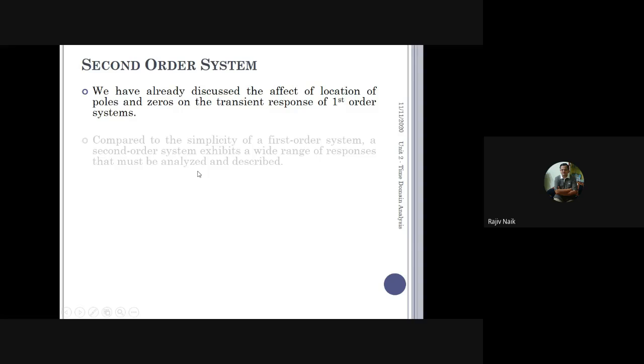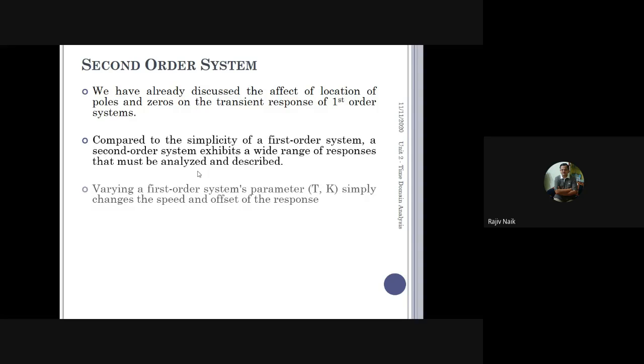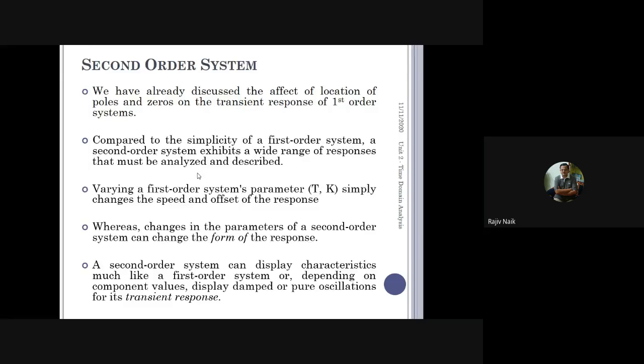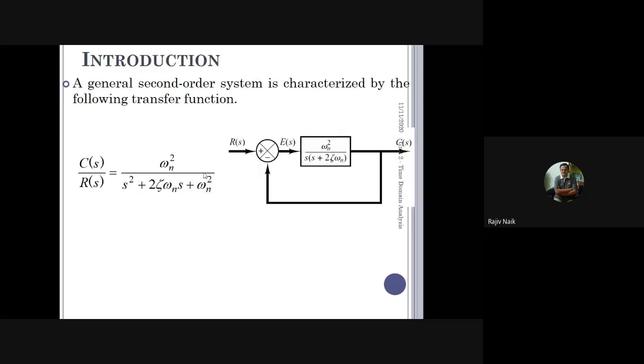Now we will take a standard second order system transfer function and proceed. This is our standard second order transfer function.